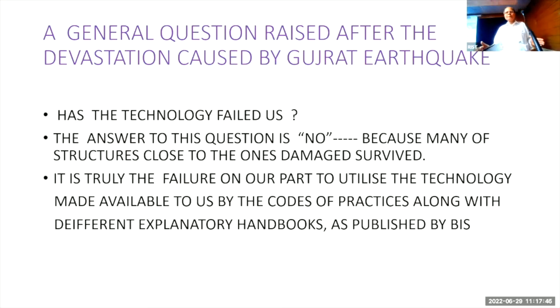Say this is one building damaged by earthquake, and just beside it there is another building which has been properly engineered, designed and constructed that has not shown any damages. So what does it say? Based on that, it is concluded that many of the structures close to the ones damaged survive. That is the reason for which we say technology has not failed us. It is truly the failure on our part. I strongly feel this. It is truly the failure on our part to utilize the technology made available to us by the codes of practice, along with different explanatory handbooks as published by our organization, which is called the Bureau of Indian Standards.